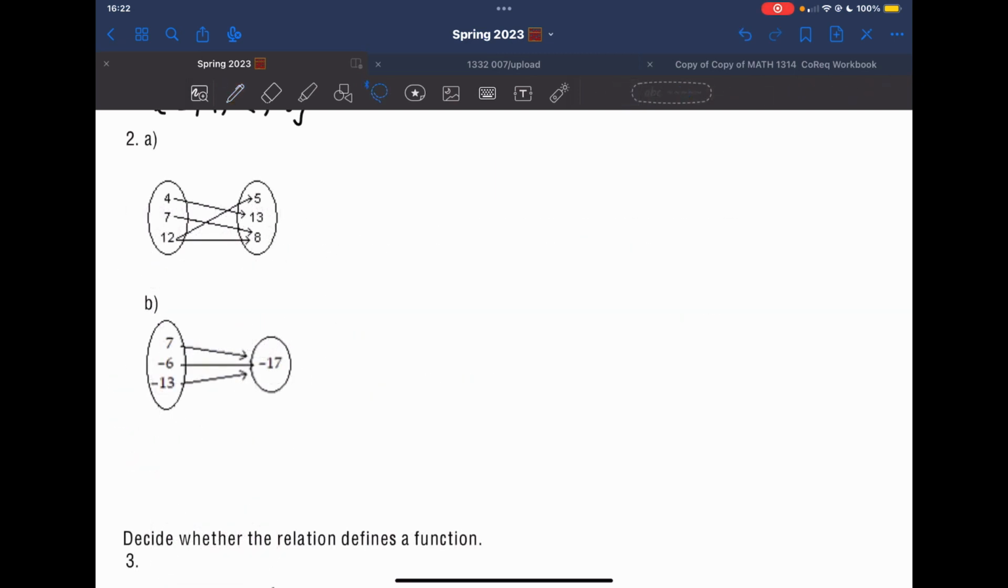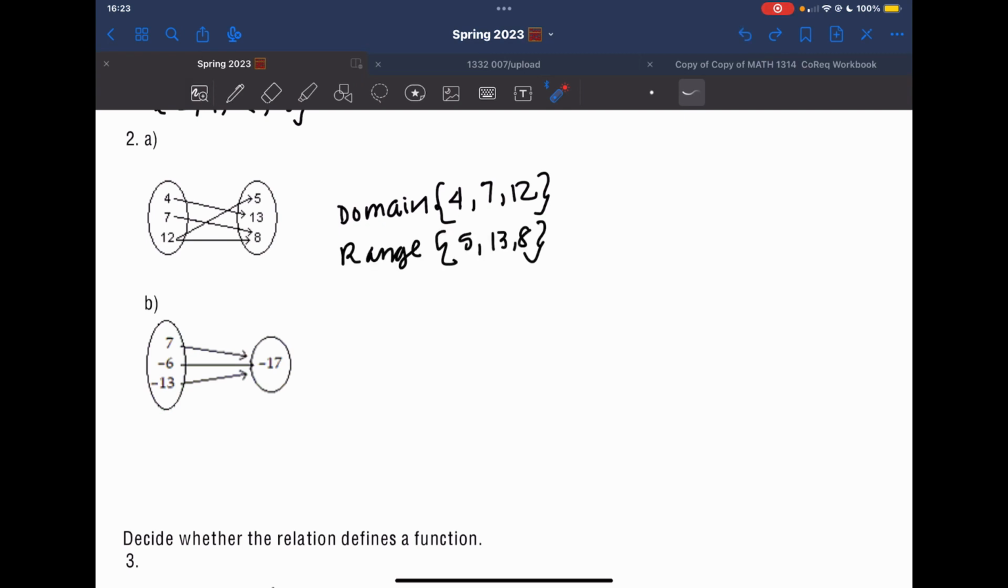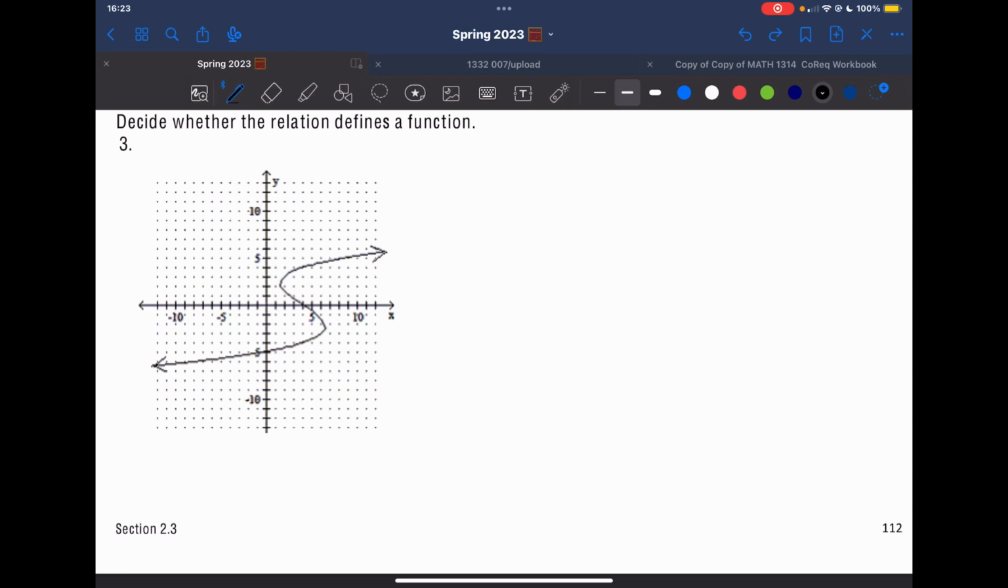So our x's are on the left and our range is on the right. Remember, we cannot have an x that goes to two places at the same time, so therefore this is not a function. But our domain is going to be 4, 7, and 12, and then our range is going to be 5, 13, and 8. Again, this is decide whether the relation defines a function.